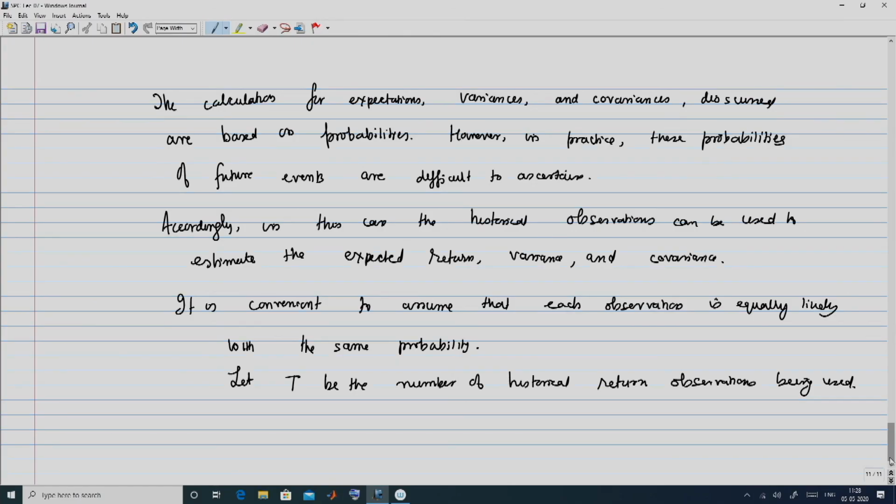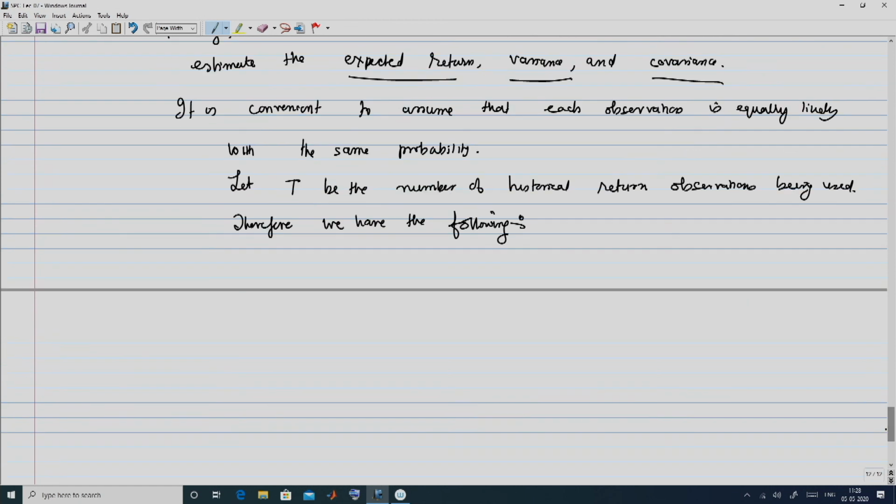So, this means that if all such observations are likely to be repeated and are taken as the random variable R_i, then the assumption of them happening with equal probability means that each of those probabilities is going to be 1 divided by the number of observations of return, that is capital T. So, each of the probabilities is going to be 1 over T. Accordingly, based on the historical data, we can calculate the expected return, variance and covariance. So, we have the following 4 things.